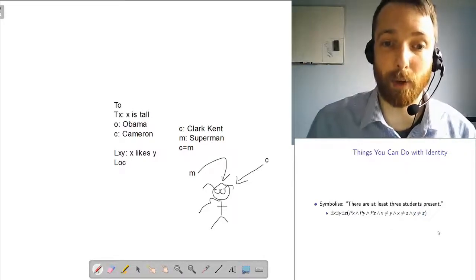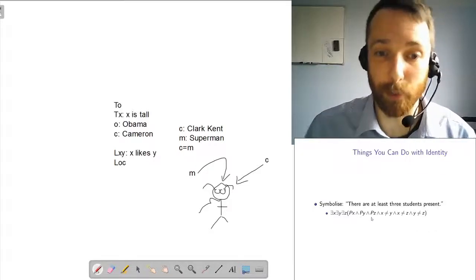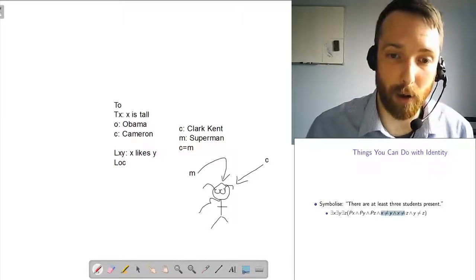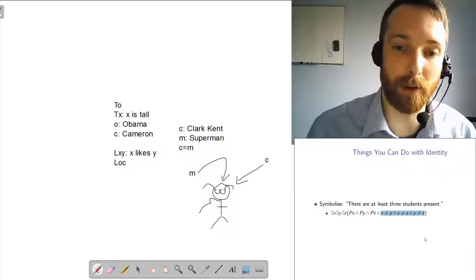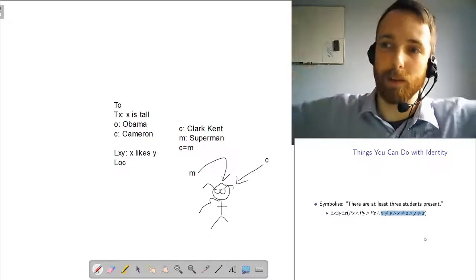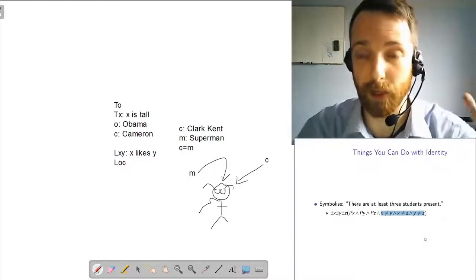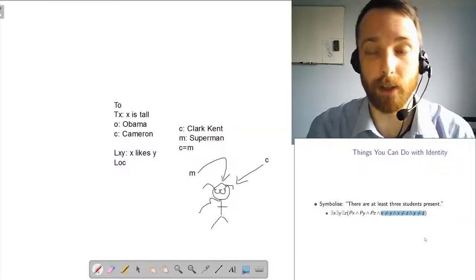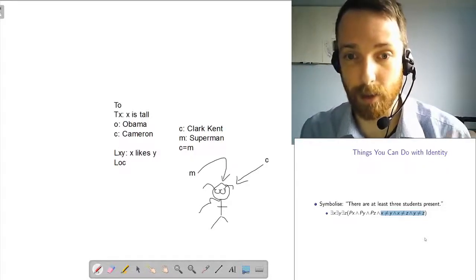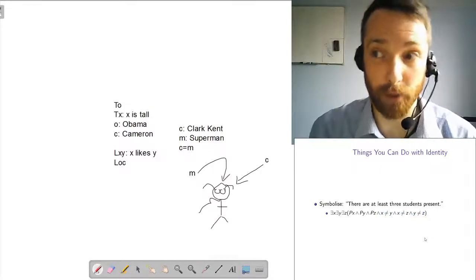If I added in a 4th person, if I want to say there are at least 4 students present, I'd say X, Y, Z, and W are all present, and I have to say all of these things are different from each other, and W isn't X, and W isn't Y, and W isn't Z. If I try to say there are 5 students present, this is going to get really cumbersome really fast. But we can at least say these things. For any finite number you like, I can say there are at least that many students present with some kind of sentence in FOL, as long as I use identity.